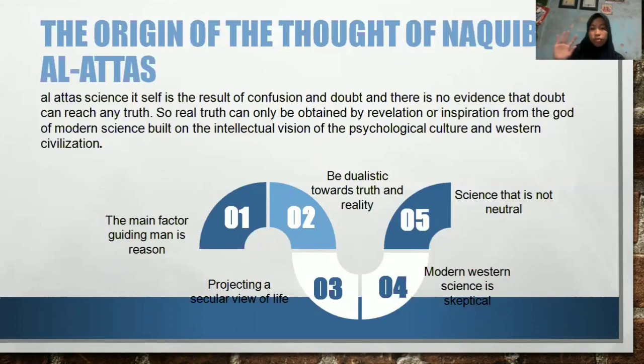There are 5 factors that animate Western civilization. The first one, the main factor guiding man is reason. The second, being dualistic toward truth and reality. And then projecting a secular view of life. And then modern Western science is a spectacle. And the last, science that is not natural.